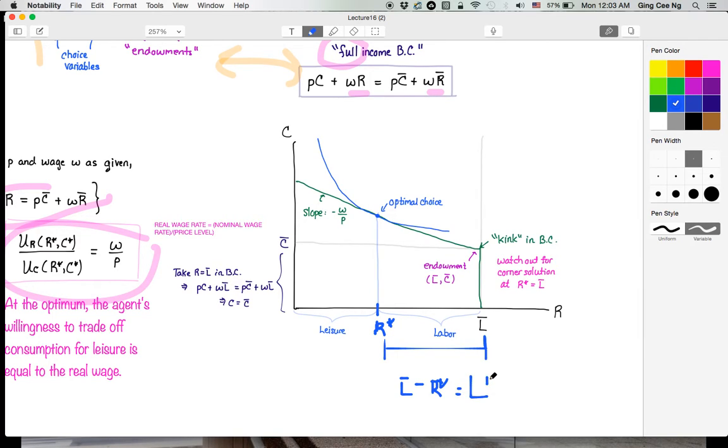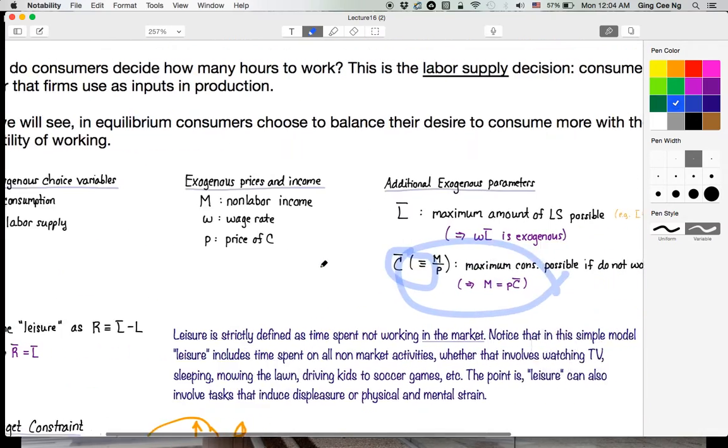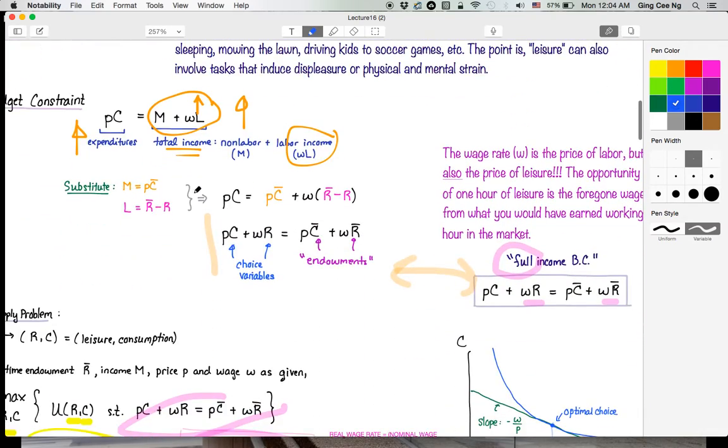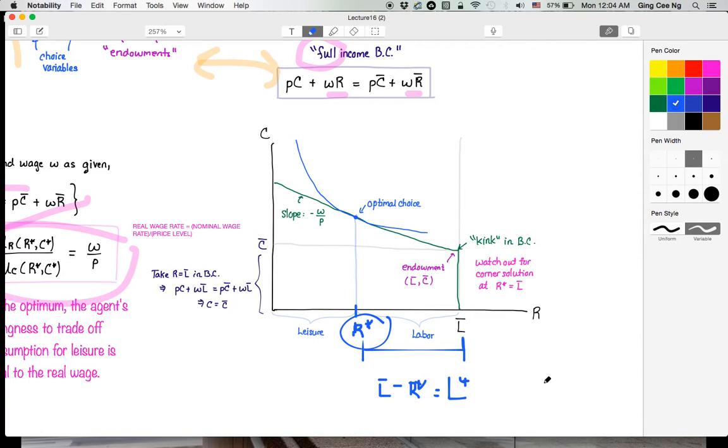That's kind of implicitly already defining my labor supply decision. The number of hours that I choose to work, L star, is equivalent to all the hours left over remaining if I just choose my optimal leisure hours. And that's coming from my time constraint, that the total time available, where is it? Here. Has to equal my labor plus leisure hours.